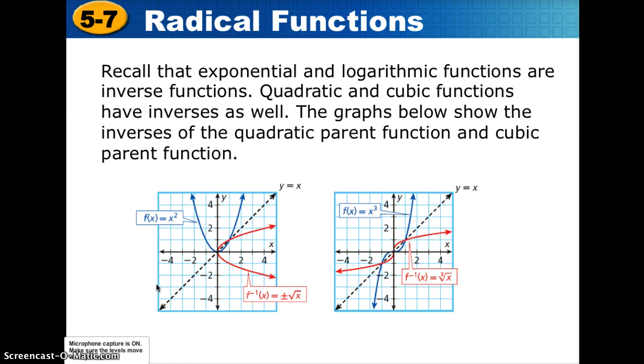In the right-hand grid in the blue, we see the cubic parent function, y is equal to x cubed, or f of x is equal to x cubed. And in the red, we see the inverse of that. So it's that sideways reflection over the line y equals x. This one is a function. It does pass the vertical line test. So sometimes a function will have an inverse that is also a function, and sometimes it won't.